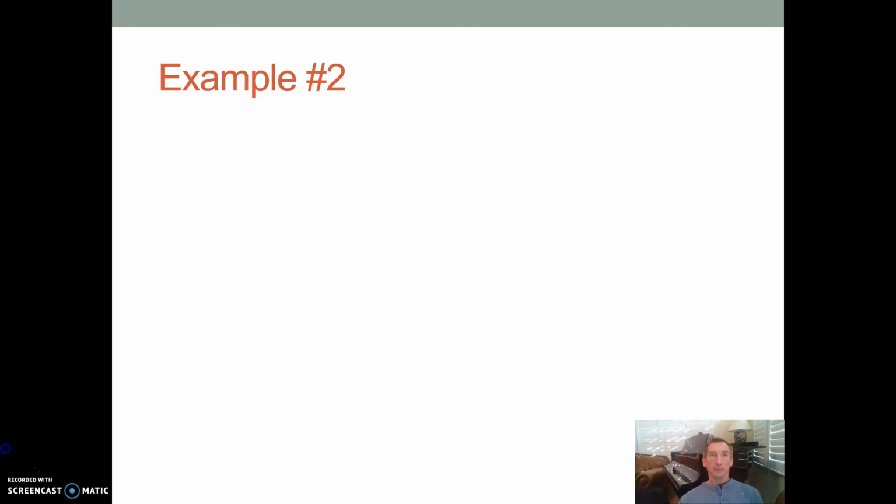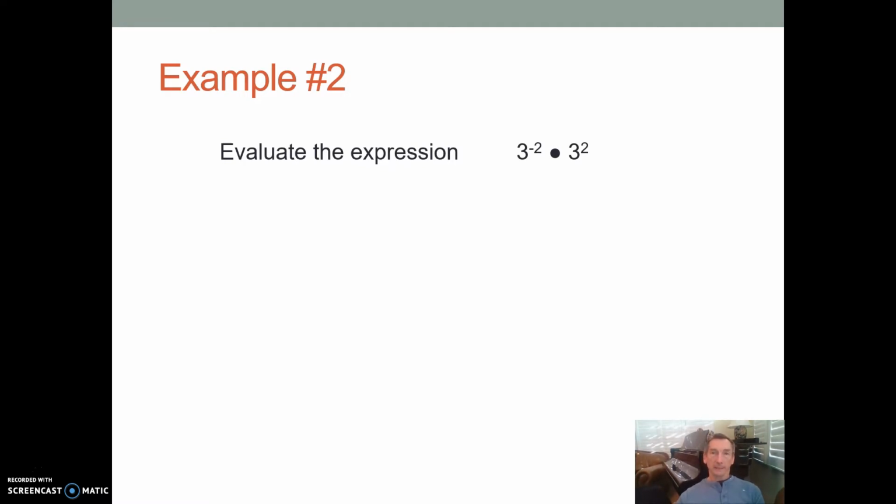Let's see, example number 2. Let's evaluate this expression: 3 to the negative 2 times 3 to the 2. Now there's two different ways we could approach this. The first one is, if you remember right, when you're combining exponential numbers with a similar base, in this case the similar base is 3, you can simply add the exponents. So let's do that first.